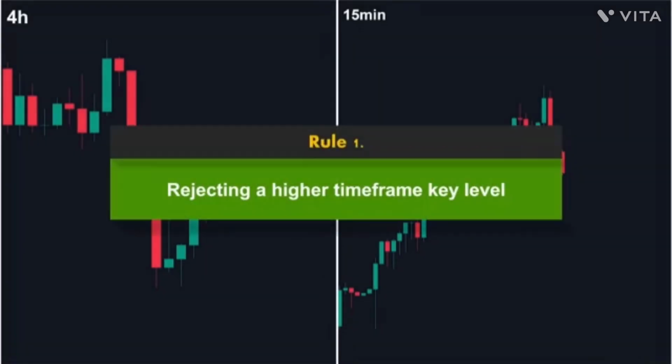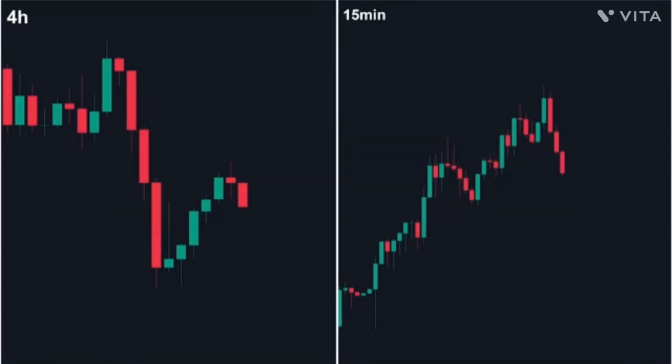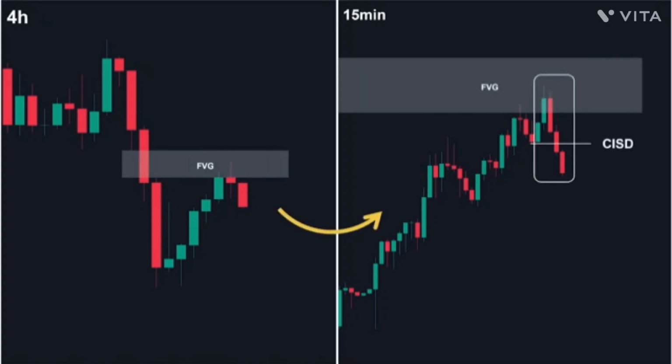Rule number 1. Rejecting a higher timeframe key level. As mentioned earlier, the CISD is a reversal price action pattern, and it's most effective when it occurs after the price has tapped into a higher timeframe key zone. This is because key levels on higher time frames, such as 4 hours, daily, or weekly, have the power to influence the price movement significantly. When the price reaches these zones and CISD forms, it indicates that the market is likely reversing at a crucial area, making the pattern more reliable.